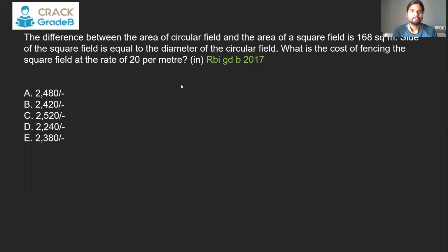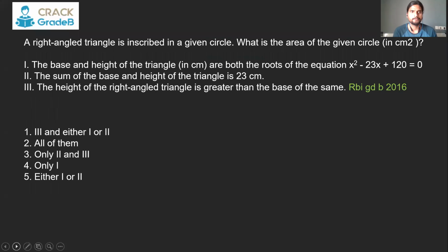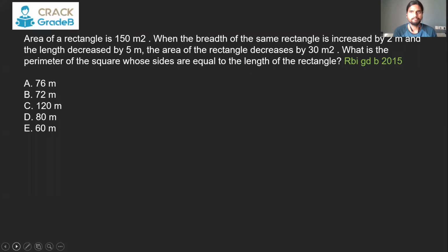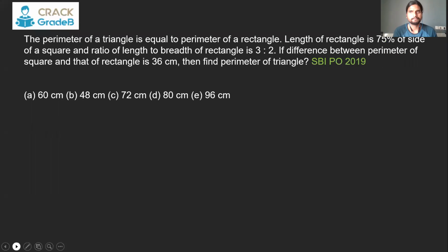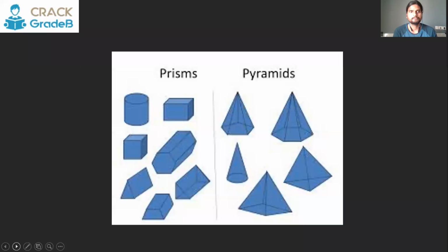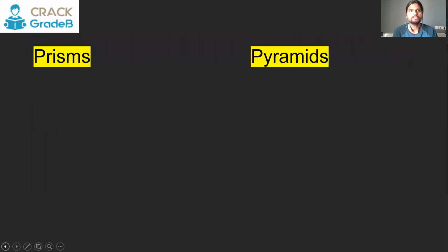Okay, let's now see the 3D. There are other questions you can try on your own, which will be provided to you in the practice. Okay. Now coming to the 3D mensuration. So for 3D mensuration, first of all, you need to understand what are the prisms and what are the pyramids.